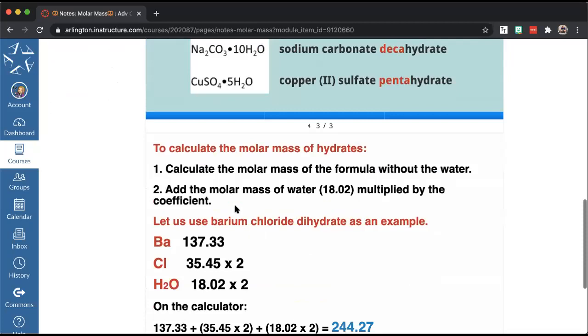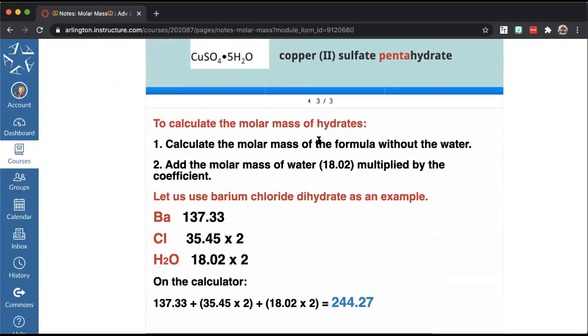So to calculate the molar mass for something like this, you calculate the molar mass of that formula, just like we saw in the last section, without the water. And then you add the molar mass of water, which is 18.02 grams. Because it has 2 hydrogens, that's 2.02, and then 1 oxygen is 16. So the total for water is always 18.02. And you multiply it by the coefficient.